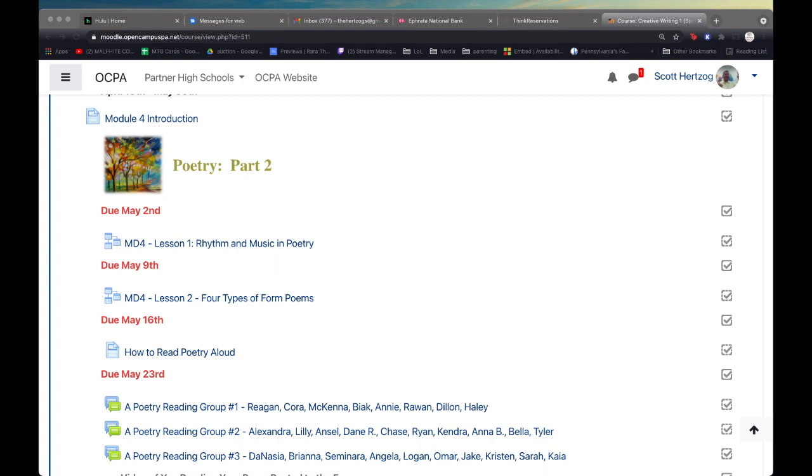So we're going to look at four types of form poems, some of the ones that I consider a bit more fun, including the triolet, the villanelle, and the haiku. And then we're going to be prepping to do our final poetry read aloud, where you're posting and reading one of your own poems. It doesn't have to be a form poem that you're reading out loud and sharing with the group. So that's kind of where we're headed.